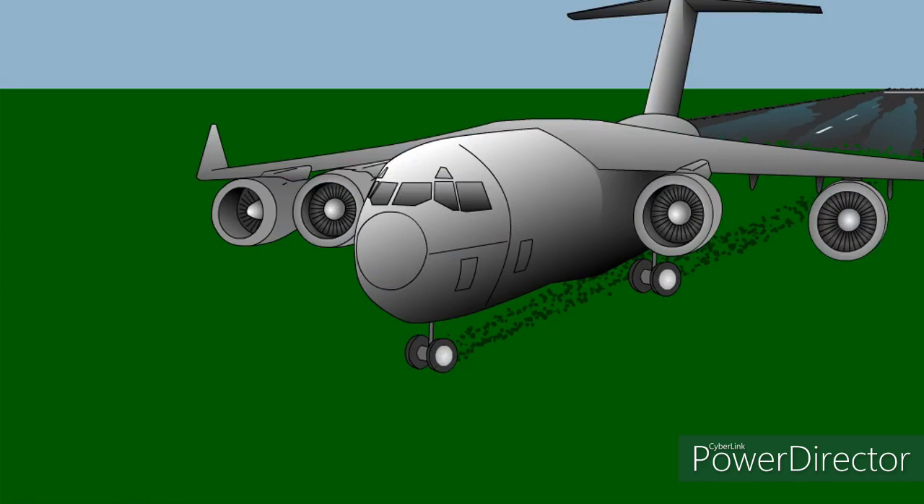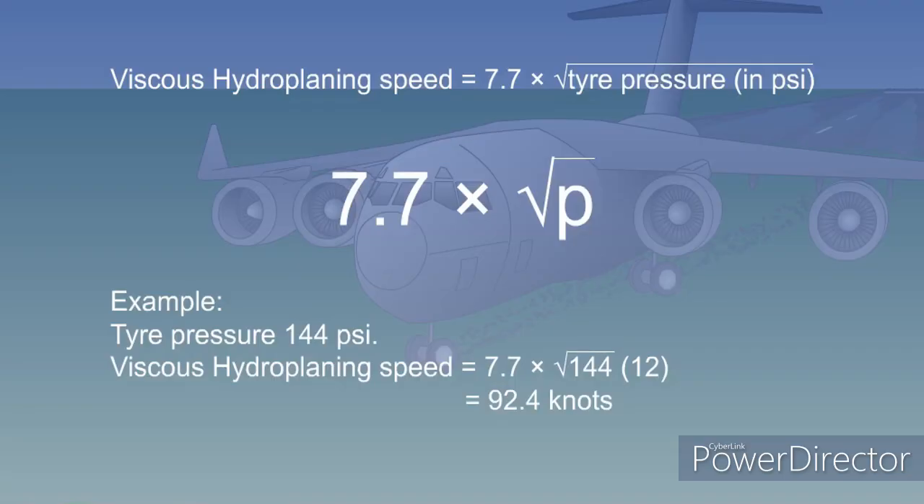Viscous hydroplaning occurs when a wheel locks up on a smooth surface covered by a thin film of moisture, where typically on landing a wheel may skid or lock up, spin up, thus affecting braking and directional control. The ground speed in knots at which viscous hydroplaning occurs for a non-rotating tyre can be calculated by the formula 7.7 times the square root of P, where P is the pressure of main wheels in pounds per square inch.